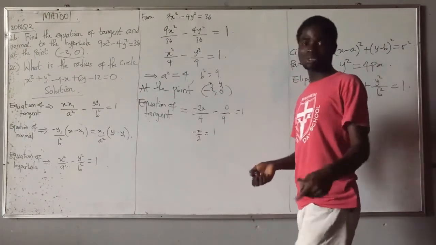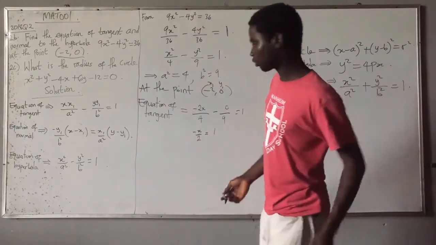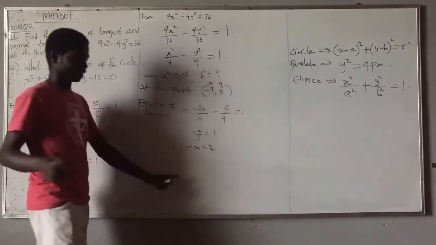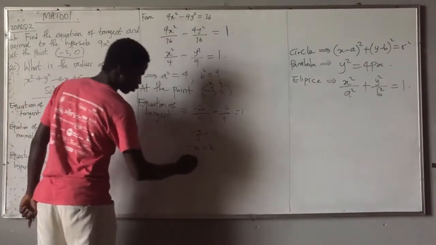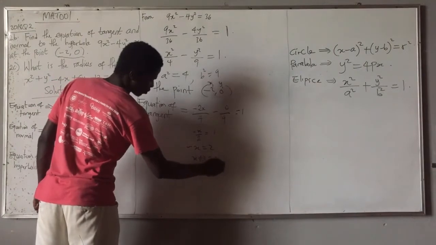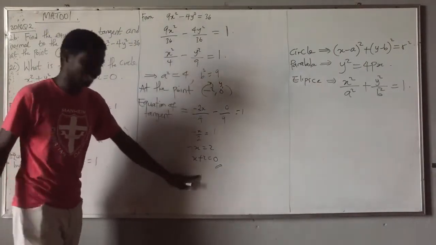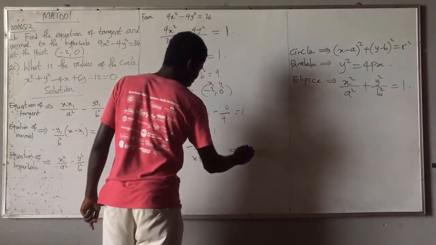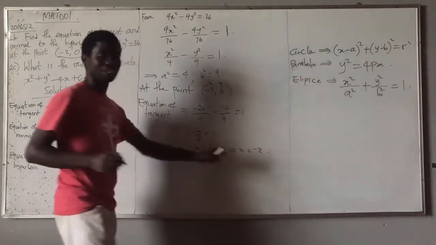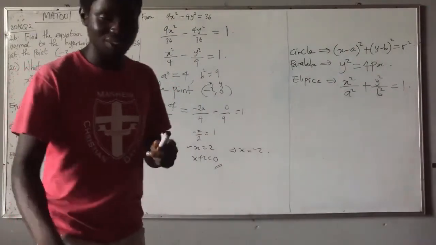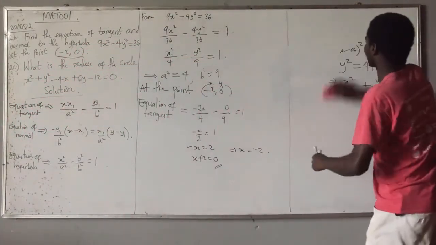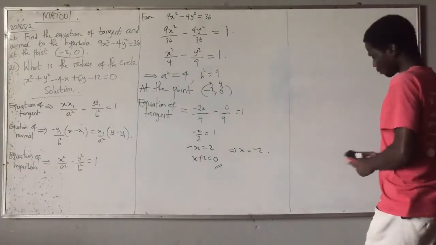1. Cross multiply, or multiply through by minus 2. If you cross multiply, you will be left with minus x equal 2. Swap it to the other side, you have x plus 2 equals 0. You can leave it like this as the equation of tangent, or you leave it like this, x equals minus 2. Whichever one you like is very correct. Do you understand? So now, let's go to equation of normal.